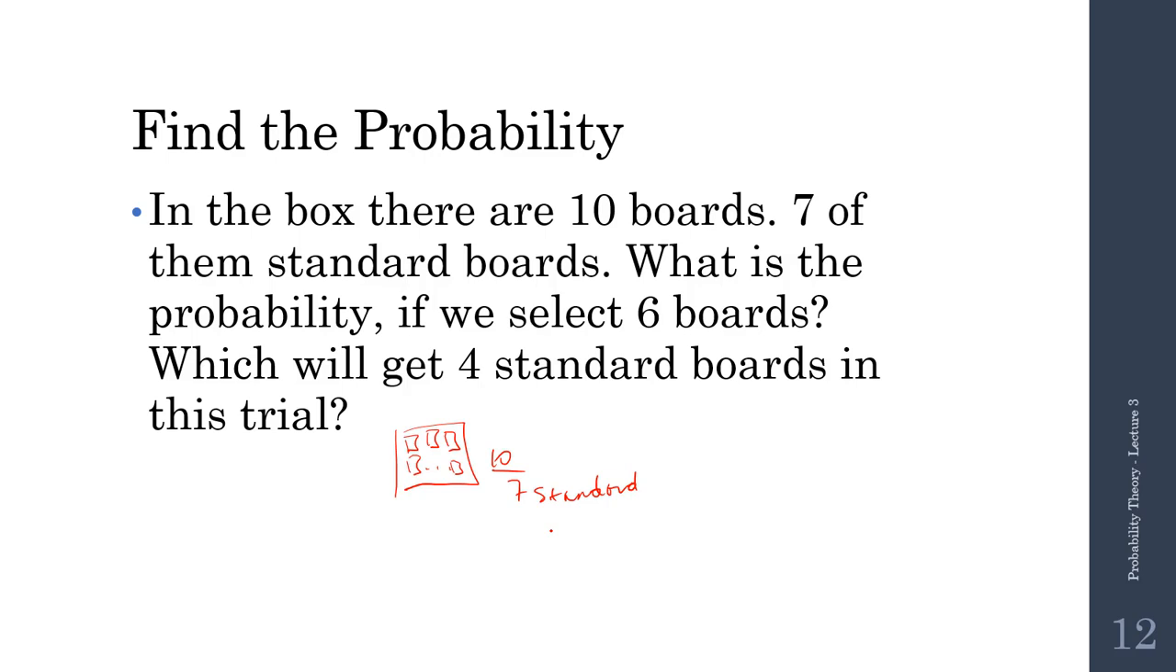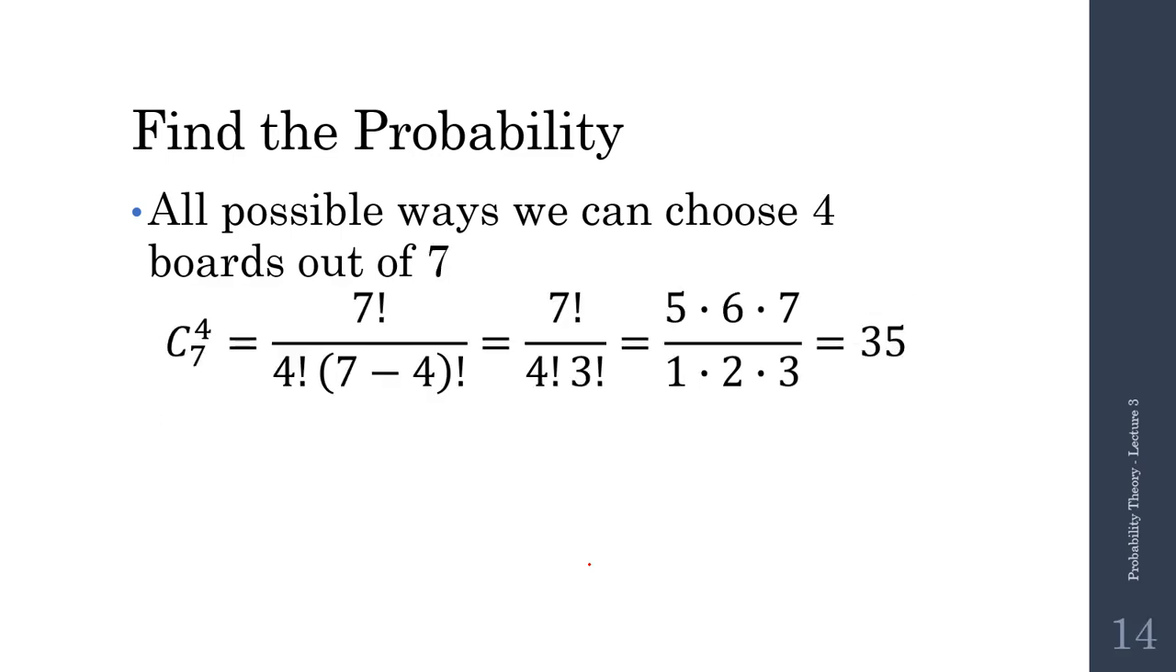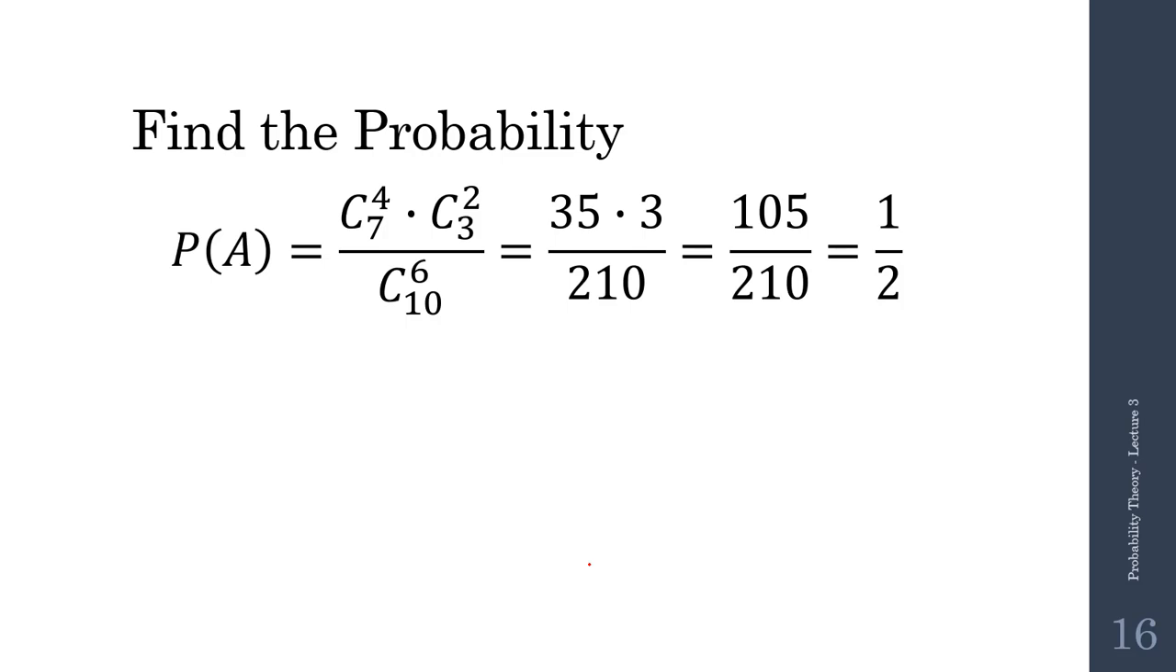I want to choose 6 of them, and I want to know the probability that 4 of them will be standard. All possible ways we can choose 6 boards out of 10 can be calculated using combinations, which is 210 ways. All possible ways we can choose 4 boards out of 7 standards is 35, and all possible ways we can choose 2 boards out of 3 non-standard boards is 3 ways, and the probability can be calculated using this formula.